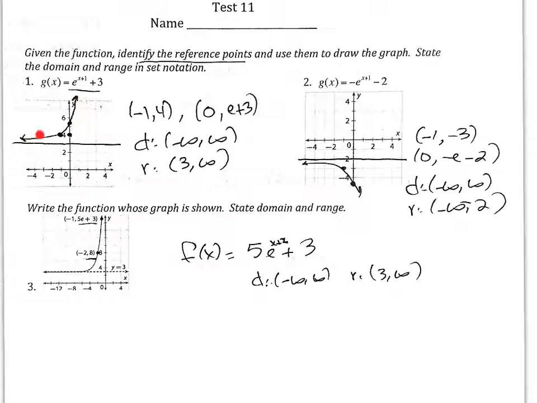And then you can just connect the dots. Domain is always all real numbers. Range is above 3, because that's the asymptote, and that's number 1. Number 2, same kind of problem. The asymptote is down at negative 2.